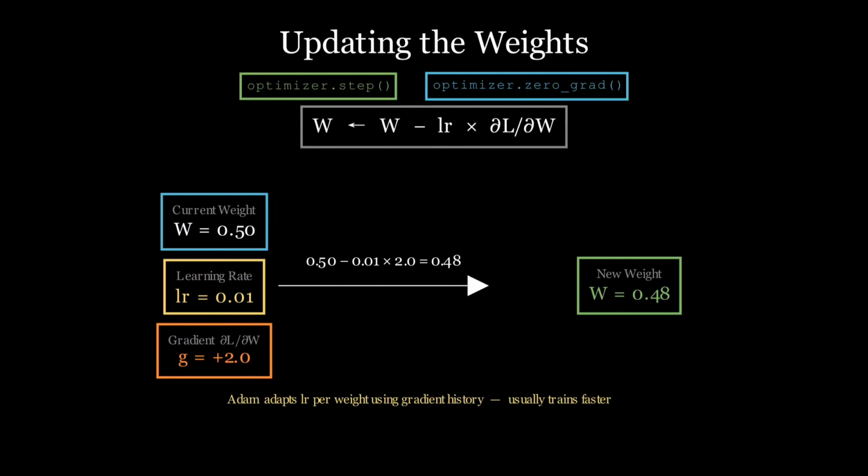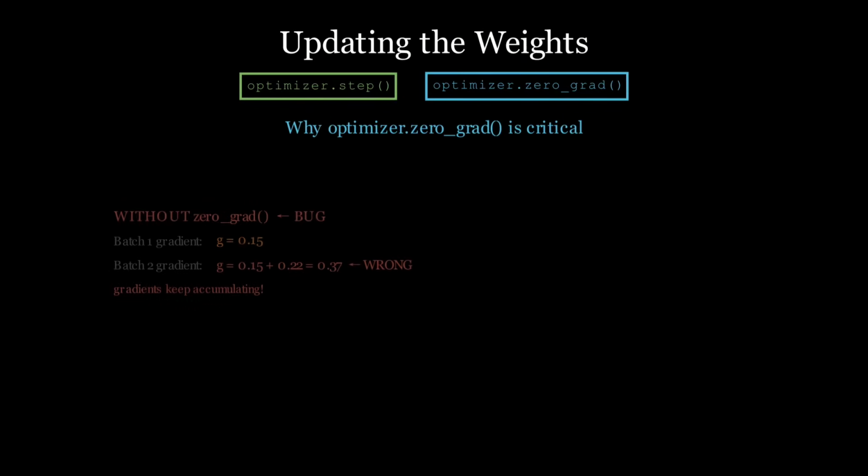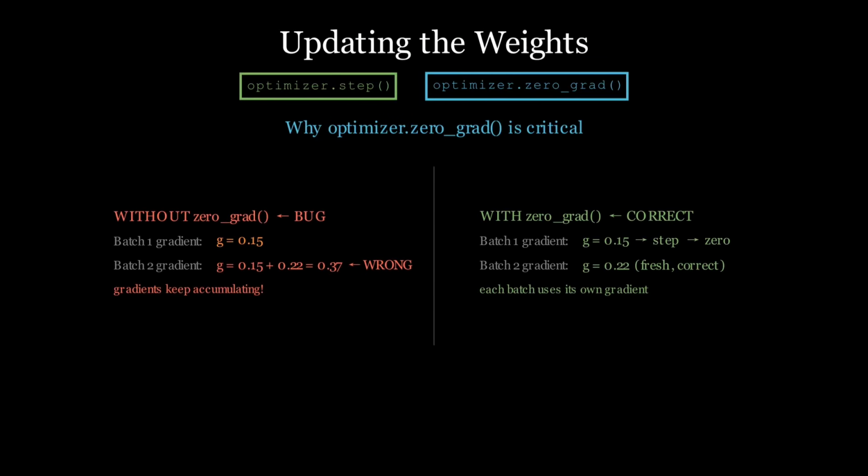After updating the weights, we call optimizer.zero_grad. This clears the gradients from the previous iteration. If we do not clear them, gradients would accumulate and training would become incorrect. Now one complete training step has finished. The same process is repeated again and again for every batch of training data.